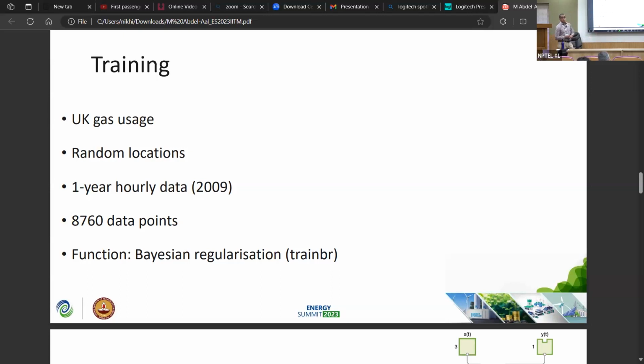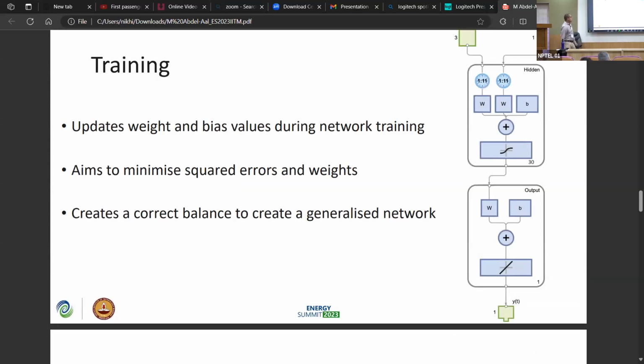But the data is for random locations across the UK, so you don't know whether this value is for the south of England or north of Scotland, and there's a big difference in terms of temperatures, maybe 5 degrees or even more. And so that is one of the disadvantages of the data, but it's available for public access, and I had 1 year of data.